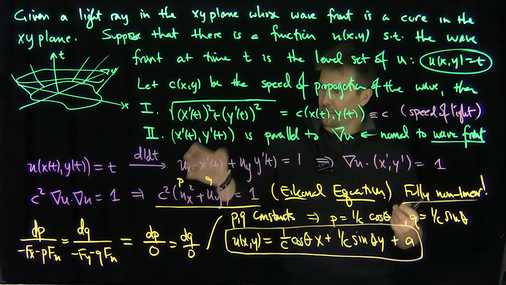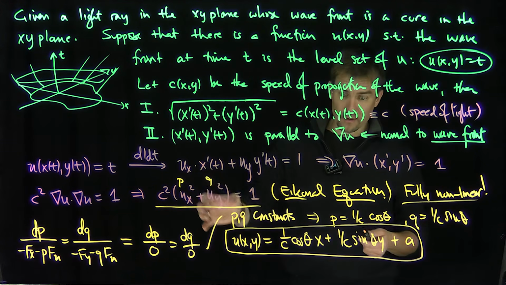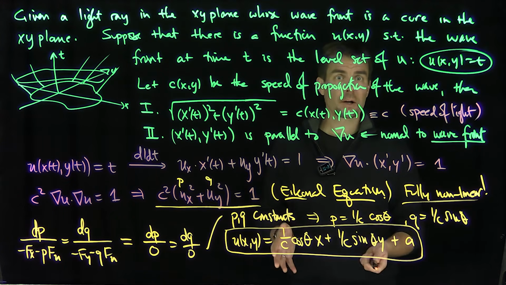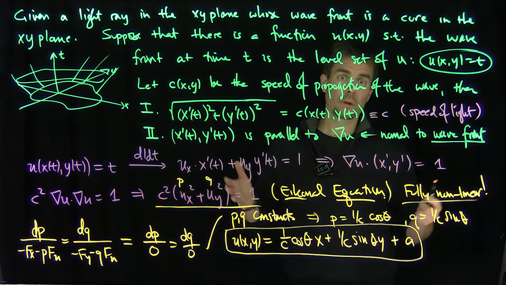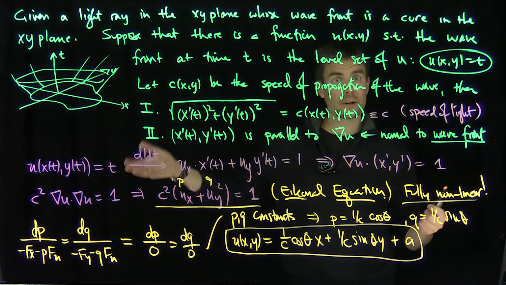And so we get, from this seemingly complex structure over here, a very clean geometric picture of how light propagation works and how the wavefront set of light moves according to this PDE.